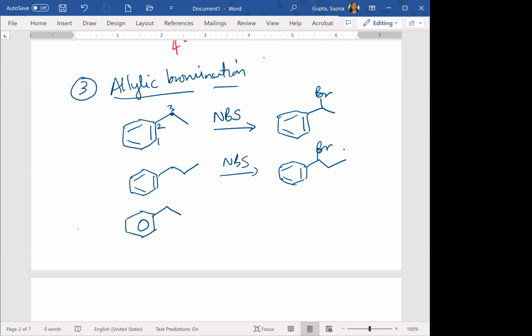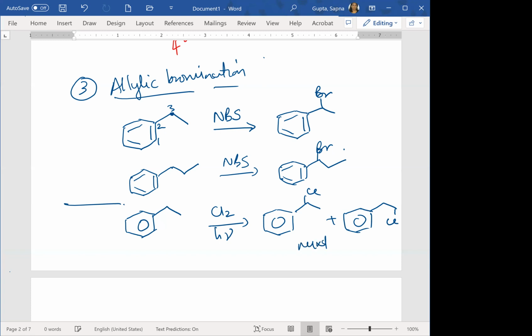On the other hand, if you were to take something like this and treat that with chlorine, so this is not bromination, obviously. If you were to treat this with chlorine, now chlorine is a little bit more fast reacting, so you will end up getting two products. Generally, as you know, the secondary radical is more stable. So maybe you get a little bit more of the first one, but you're also going to get the second one, okay? Because chlorine is not all that selective.